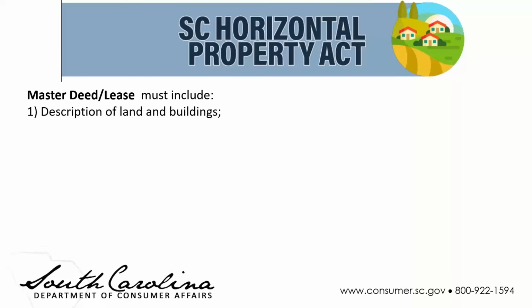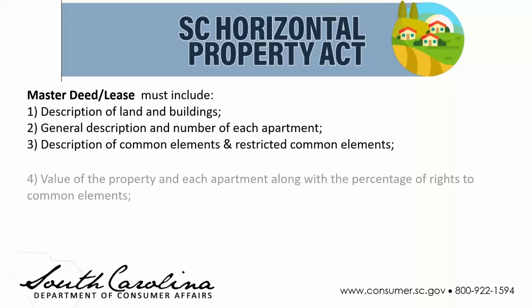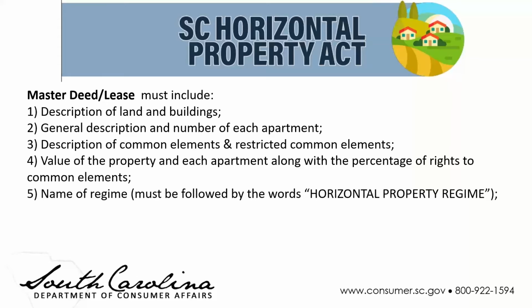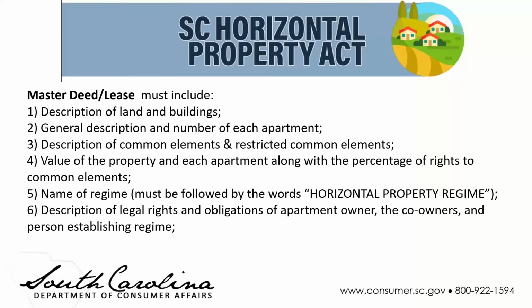The master deed must include several things, including a description of the land and buildings, a general description of each apartment, a description of common elements and restricted common elements, a value of the property and each apartment, along with the percentage of rights to common elements, and the name of the regime, which must be followed by the words horizontal property regime. And it must include a description of legal rights and obligations of apartment owners, the co-owners, and the person establishing the regime.